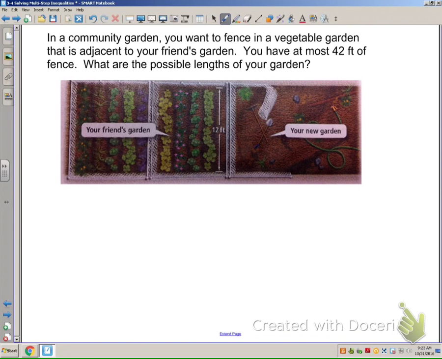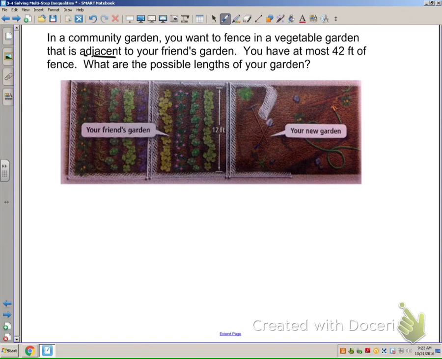Okay, in a community garden, you want a fence in a vegetable garden that is adjacent. Adjacent means it's joining, it's touching, it's right alongside your friend's garden. You have at most 42 feet of fence. So what are the possible lengths of your garden?